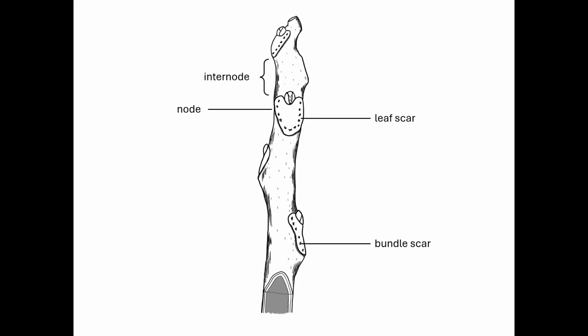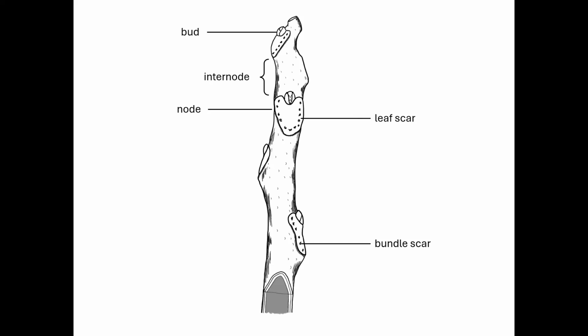What's interesting is we can also see something of stem features. For example, we know that the area where a leaf is joined is called a node, and the area between 2 leaves is called an internode. These features are definitely still available to see on a winter twig.